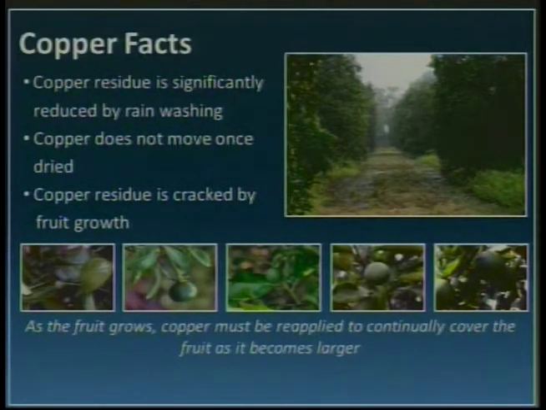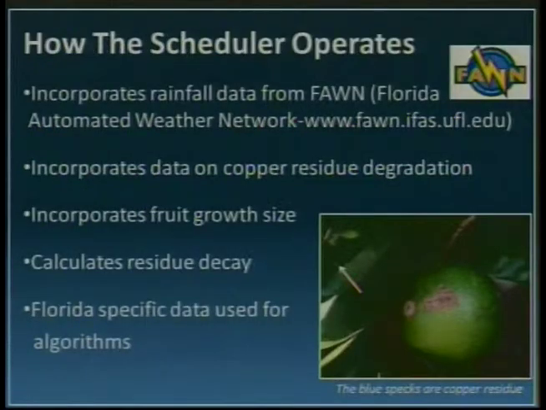Copper residue, though, is significantly reduced by rain washing. It doesn't move once it is dried. The copper residue is cracked by fruit growth, so you need to continuously apply it as time goes on in the season. So we built the scheduler, myself and Clyde Frazee revitalized the scheduler. It had originally been designed by Pete Timmer, Gene Albrigo, and Howard Beck, and we ended up having to revitalize it because it was a standalone program that was no longer working well on current operating systems. It was, I think, designed for Windows 98, and XP was discontinued as of today. So it was getting harder and harder to work with.